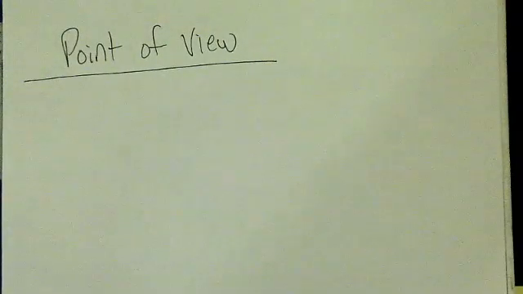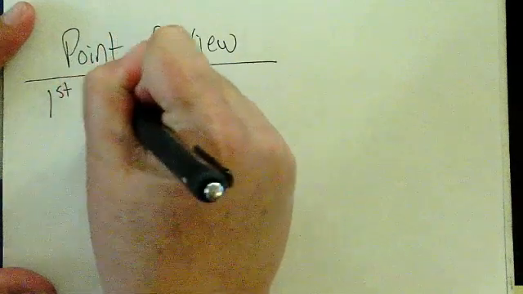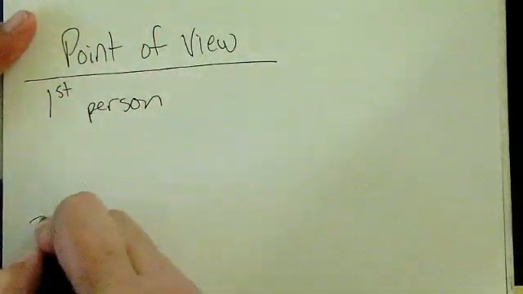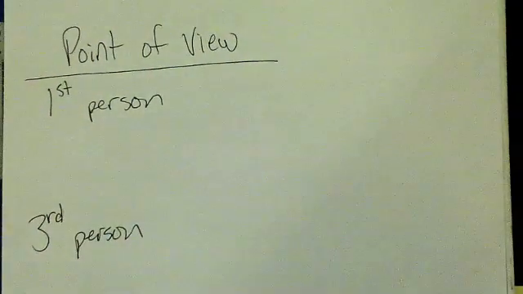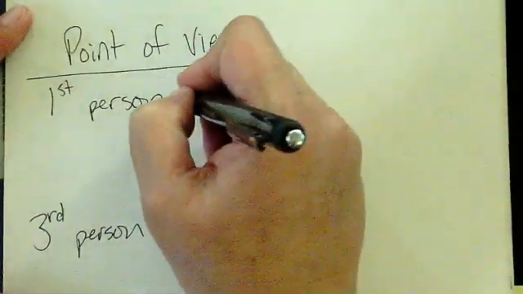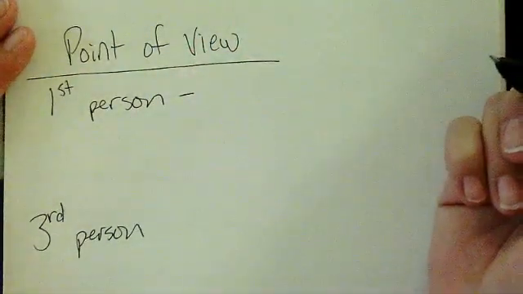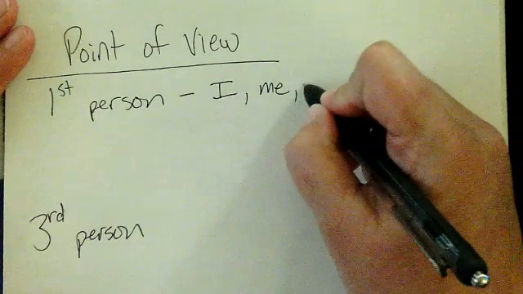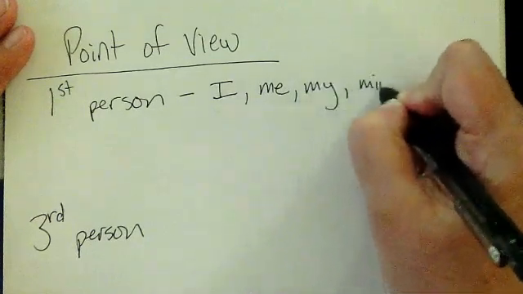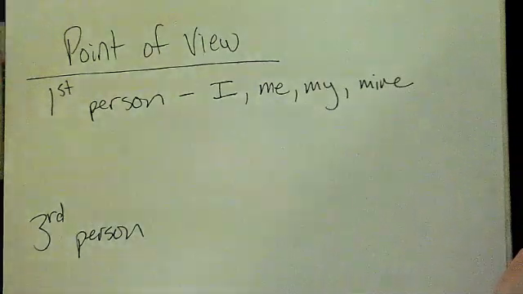When we're looking at point of view, there's two main ones that we are going to look at. We have first person point of view, and we have third person point of view. You see this in all forms of literature. Fiction genre, you're either going to have first or third person. First person point of view is when the author uses words like I, me, my, mine. It's all about the person talking. That's first person point of view.